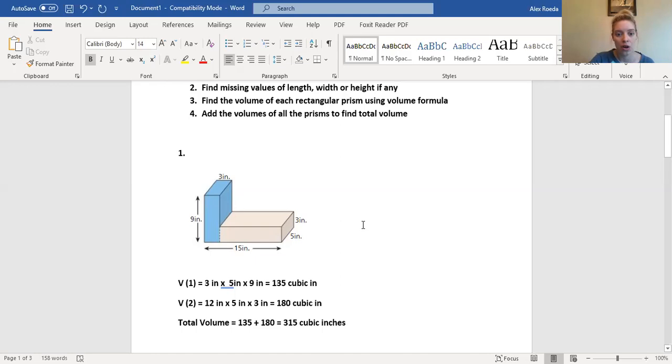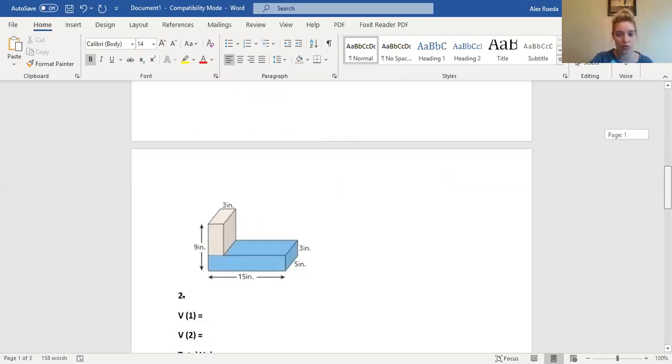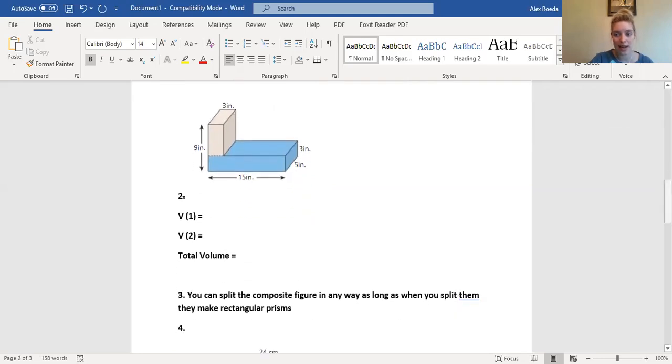All right, so some of you might have looked at that figure and gone, well, Miss Simon, I didn't split it that way. I split it here. Okay, and that's okay. What's nice about this is you can split it anywhere as long as it forms two rectangular prisms. So for number 2, it's looking at that same exact composite figure, but now it's splitting it differently. Instead of drawing the line here to split it, they drew the line here. So we're gonna do that same thing.